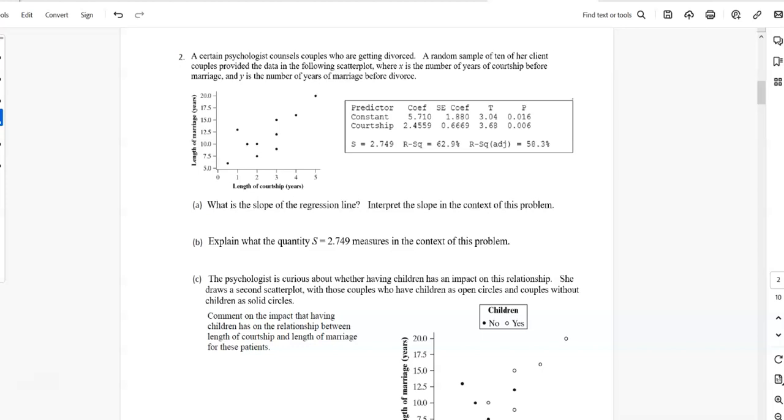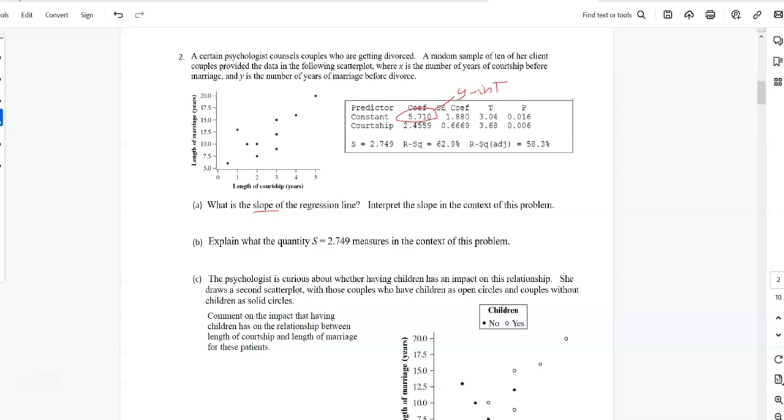Really, I mean, moderately strong maybe. So if you look at this, what is the slope? So you have to find the slope. I always find the y-intercept first. So this is the y-intercept. It says the word constant next to it, so that's the y-intercept.